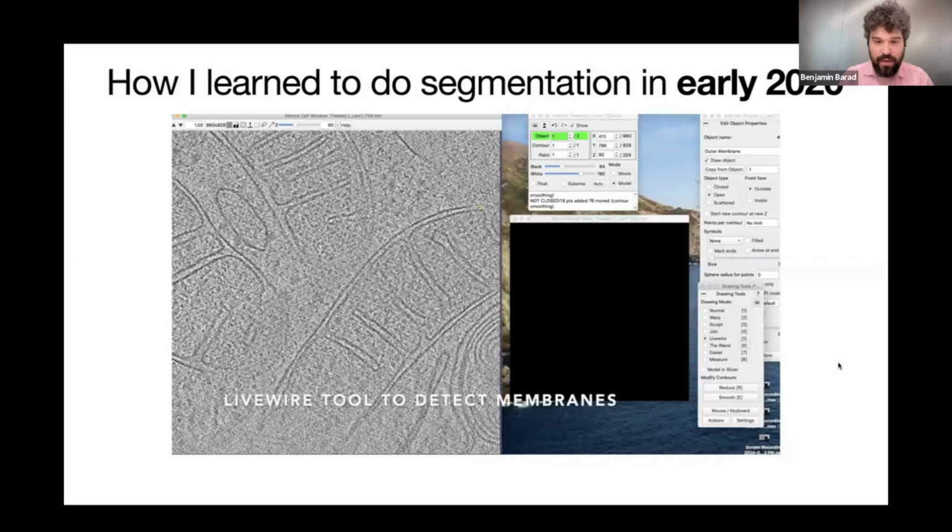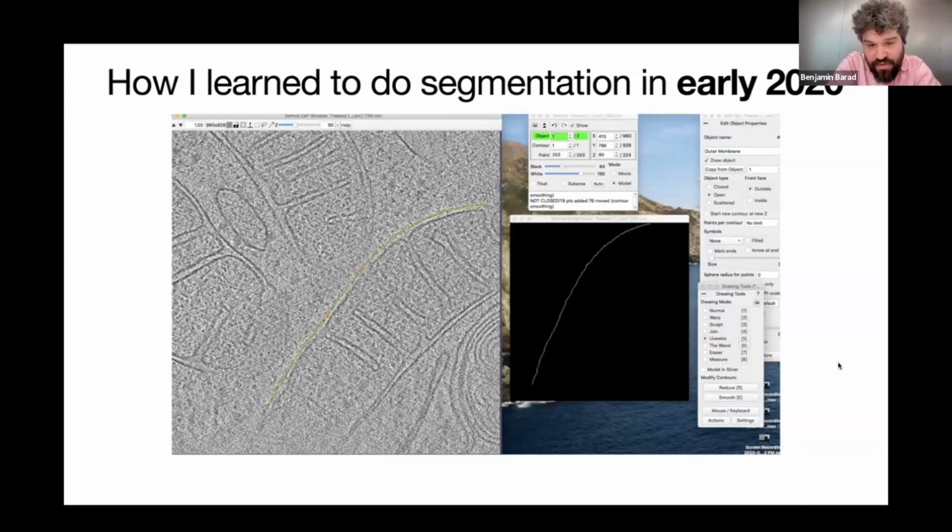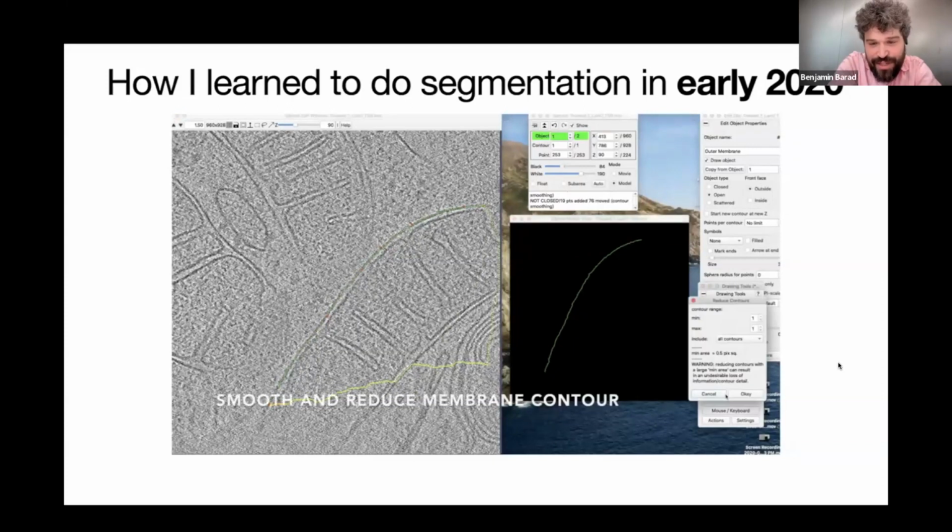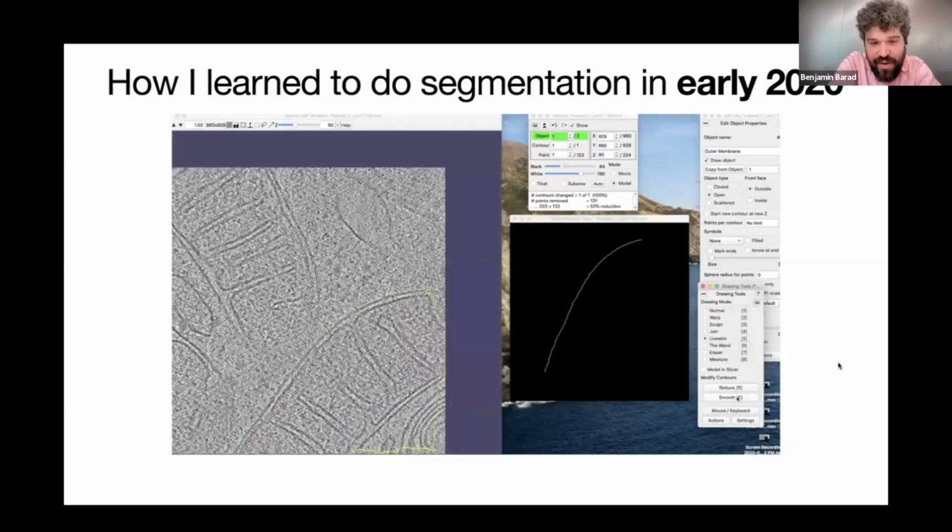So this is what I would do. I would go into IMOD and I would use this live wire tool and I would just click along the membrane. Make sure that my thing is tracing. This is just the outer membrane. You'll notice there's quite a few membranes in this structure. And this is the simplest one. And then I'd hit OK.